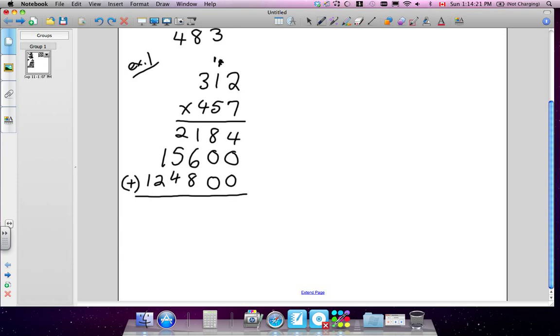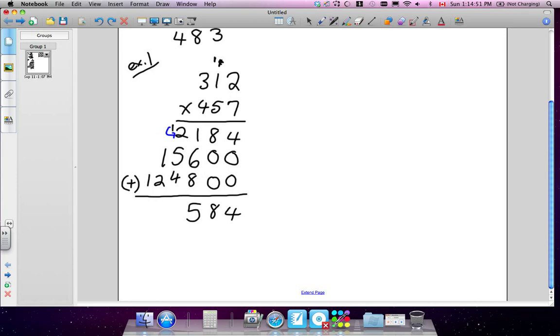What do I have to do? I have to add them. So we're going to add this row. When I add this row, 4 plus 0 plus 0 is 4. And then I do the next row. 8 plus 0 plus 0 is 8. Now this one's a little trickier. 6 plus 1 is 7, and then 7 plus 8 is 15. So I put the 5 down and then I carry the 1.